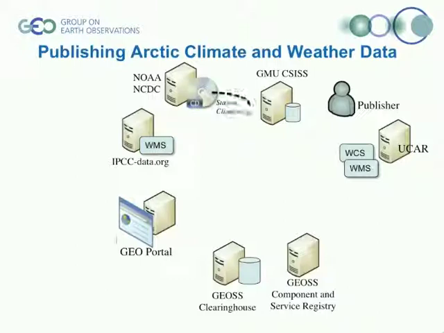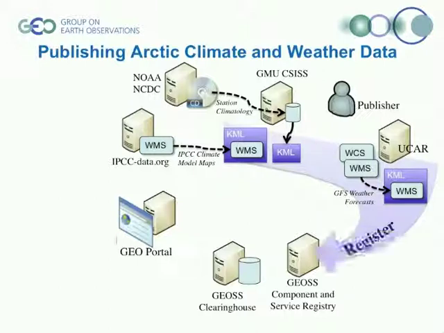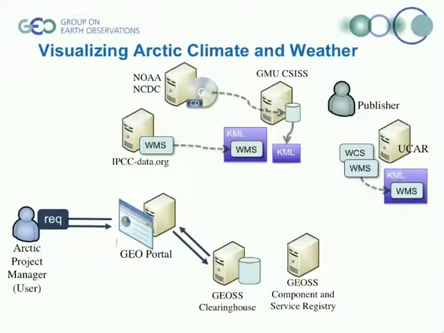Climate data were converted from CD-ROM into KML. IPCC Web Map services were wrapped in KML, and the weather forecast models were wrapped in KML. These were all registered in the Component and Service Registry, which is in turn harvested by the GEOS Clearinghouse, or search engine. A user then forms a request, sends it to the GeoPortal, which passes it to the search engine, returning XML results back through the GeoPortal to the end user.